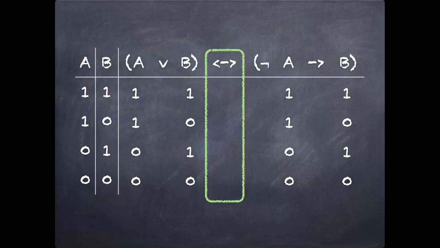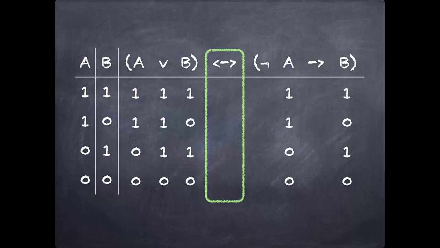But first we have to go through all of the sub-expressions, all the parts of this complex expression. So let's start on the left with the disjunction A or B. As we know, A or B is true whenever either A or B is true. So that's how that part goes.